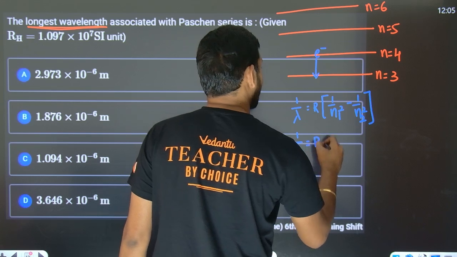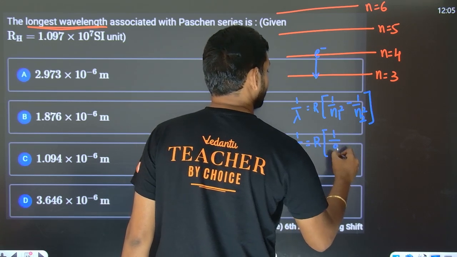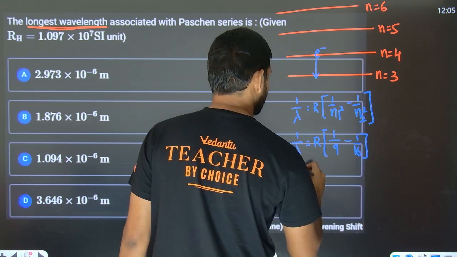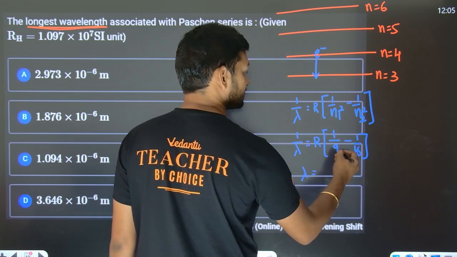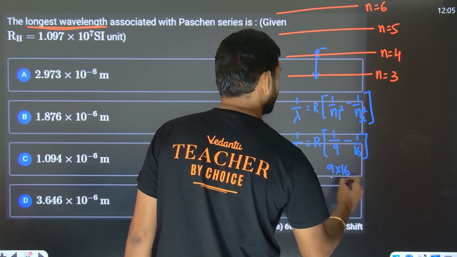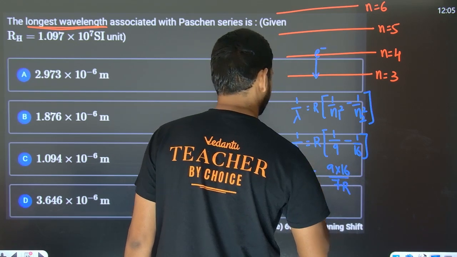So I can say R into 1 by 3 square, 9, minus 1 by 4 square, 16. So the lambda value is going to be how much? 9 into 16 by 7R. That's it.